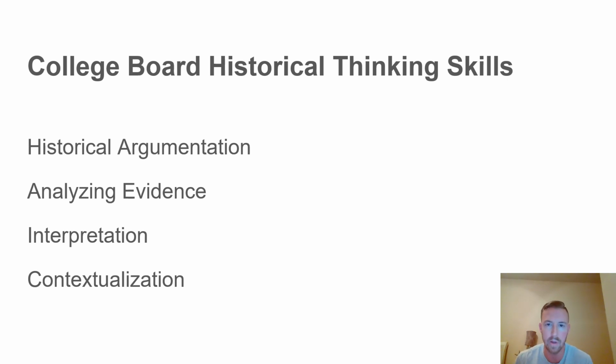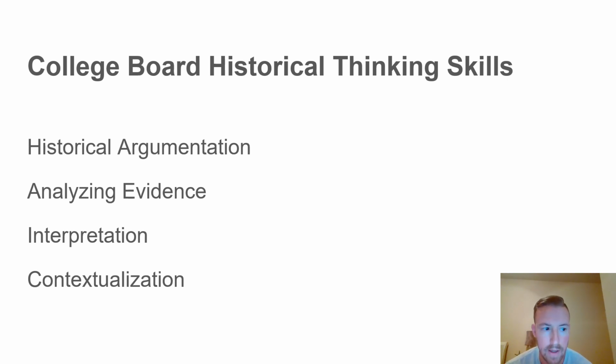You're going to see very quickly that College Board assesses 4 specific types of historical thinking skills. Those are historical argumentation. Can you make an argument using evidence? Can you put evidence together and create an argument? Can you analyze evidence? Meaning, can you look at different sources? Can you gauge their relevance? Can you come to conclusions using these sources to make that overarching argument?